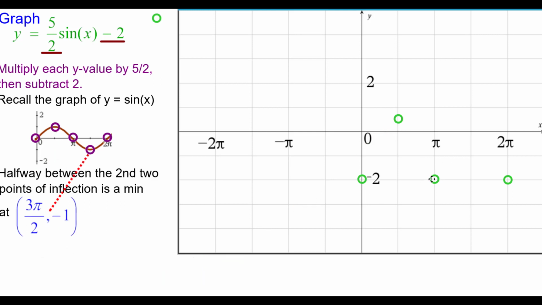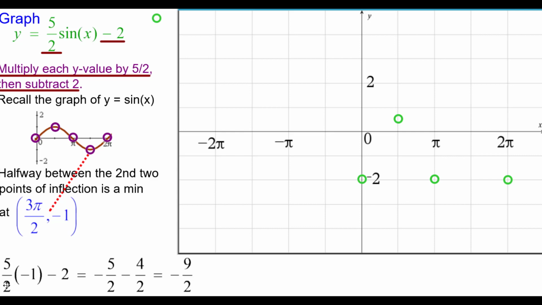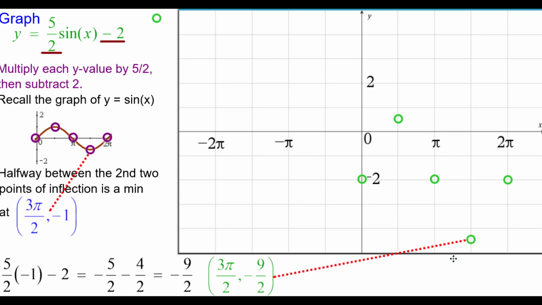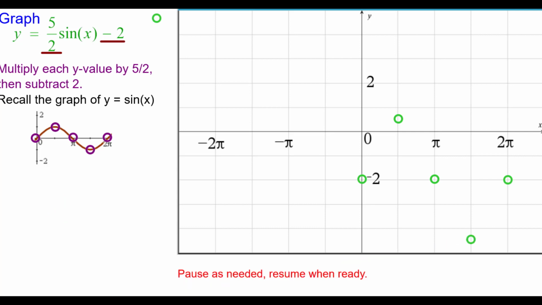And finally, halfway between these two points of intersection is going to be a minimum down here. Normally at 3 pi over 2, negative 1, but we're going to have to multiply that negative 1 by 5/2 and subtract 2. So that's negative 5/2 minus, think of 2 as 4/2, and we get negative 9/2. So 3 pi over 2, comma negative 9/2 plots right here. Pause if needed.